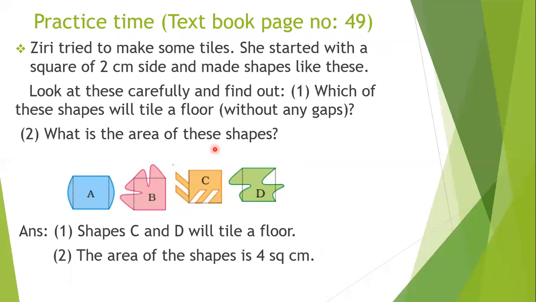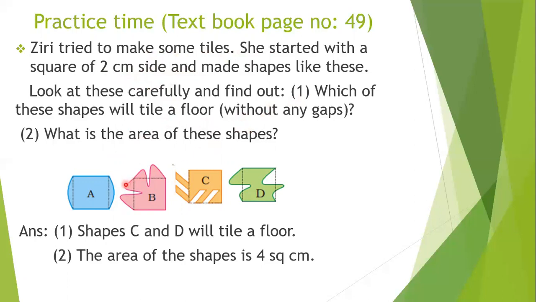Now one more question, and it is the last question. It is taken from the textbook, page number 49. Siri tried to make some tiles. She started with a square of 2 centimeter side and made shapes like this. See here, she is using a square of 2 centimeter. And observe this figure and answer the question given. Which of the shapes will tile a floor without any gap?